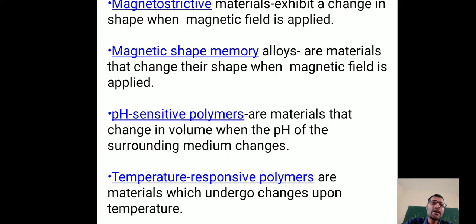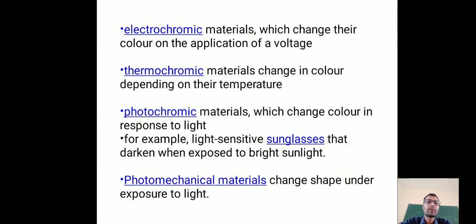Then temperature responsive polymers. Temperature responsive polymers are such materials whose properties undergo change due to the change in temperature.